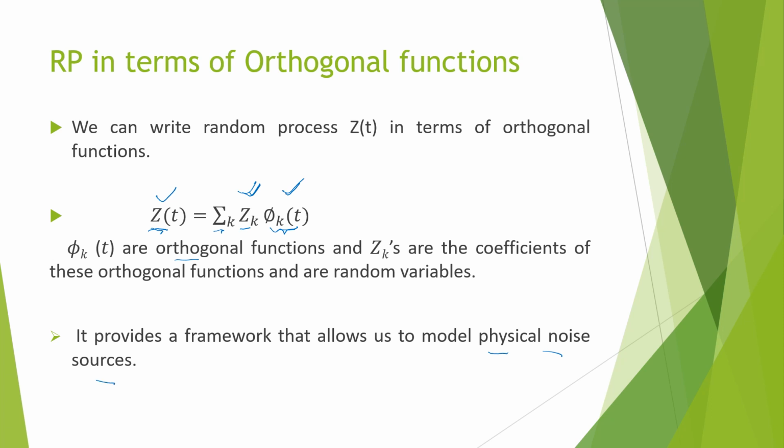So in this video, we discussed the basics of random process. We have seen the difference between random process and random variable, and we defined joint cumulative distribution function and probability density function for random processes. We understood what is independent and identically distributed random process, and we have seen how to write a random process in terms of its coefficients and orthogonal functions.